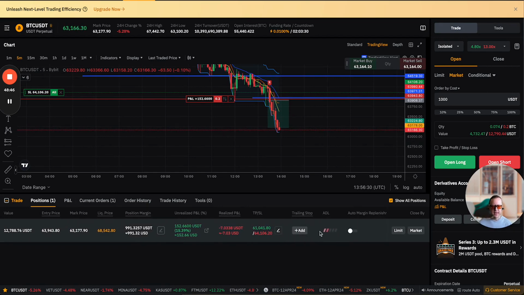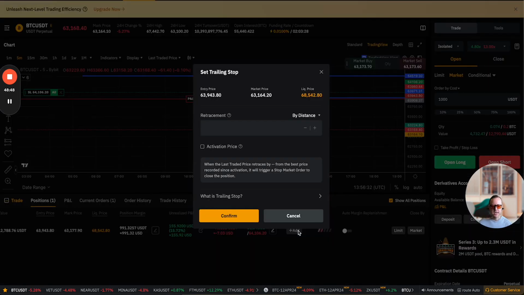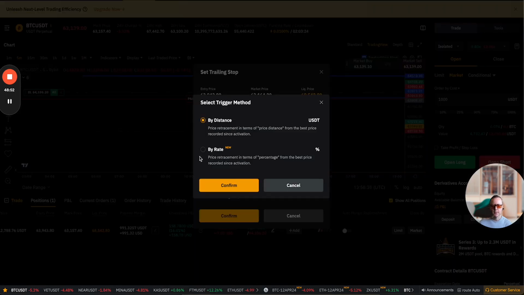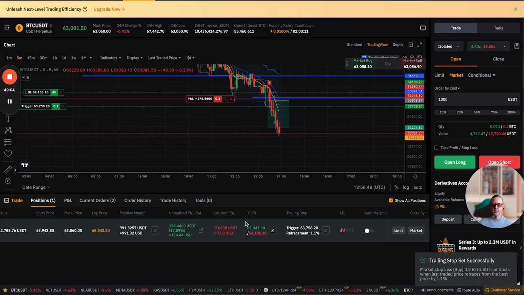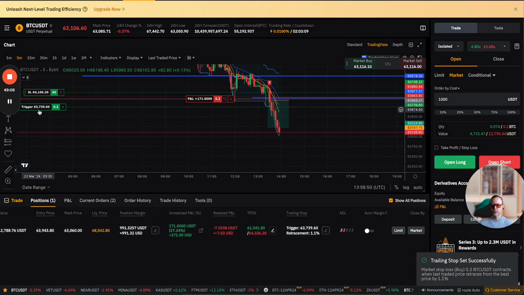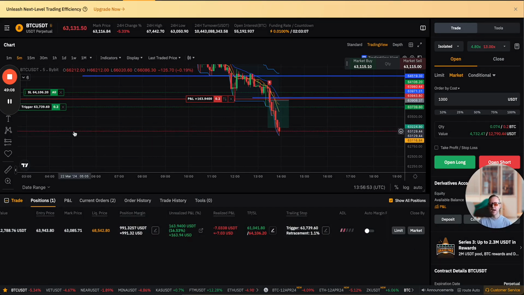We did touch on that, and now trailing stop. I'll touch on that again. My favorite is retracement by rate, right? It's the one that just makes sense in my mind better. So I can actually say when Bitcoin, whatever it does, when it retraces 1.1%, that's when I want you to get me out. So here's the trigger.